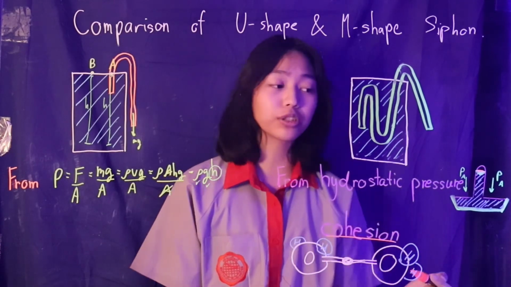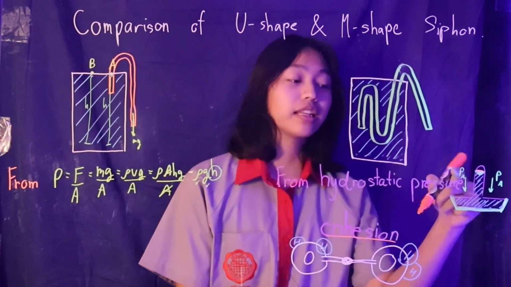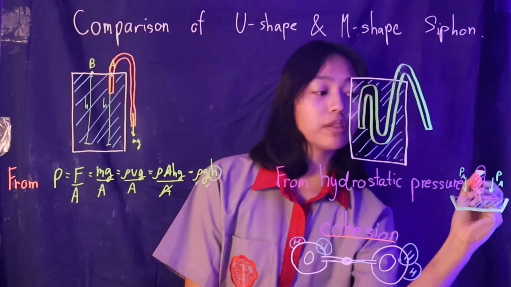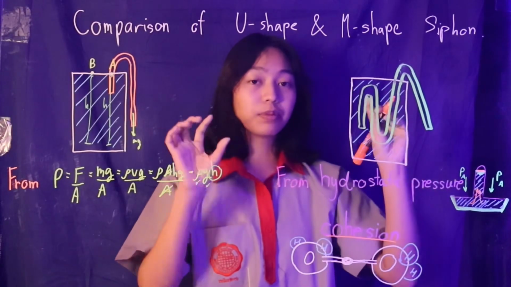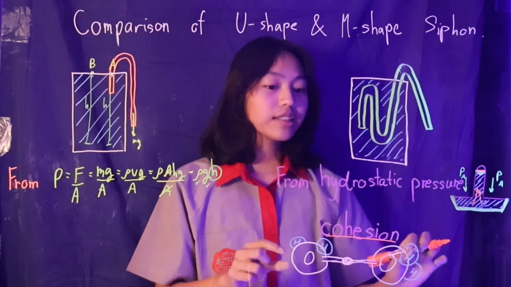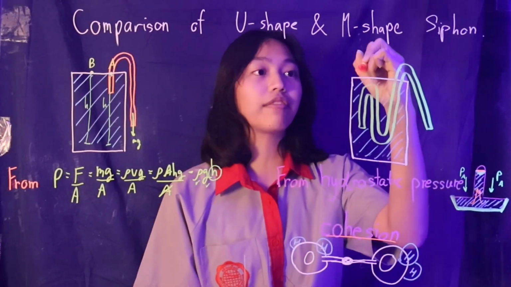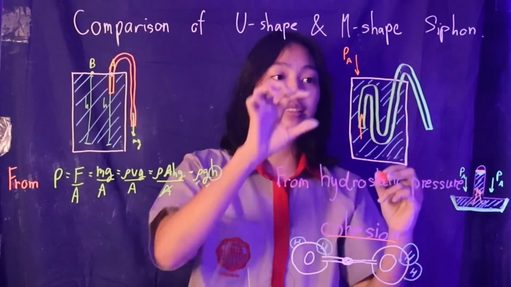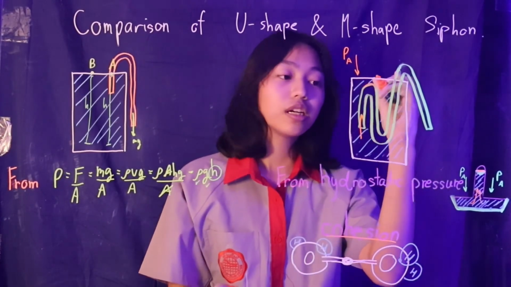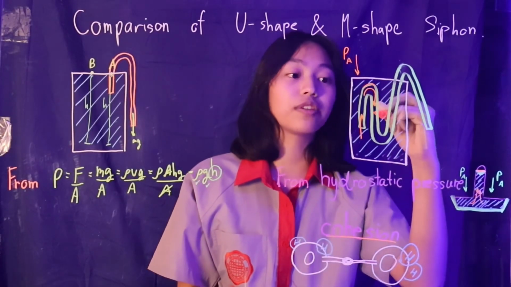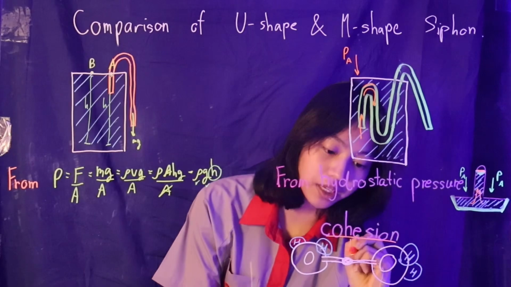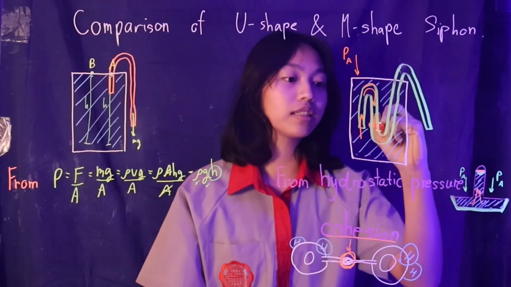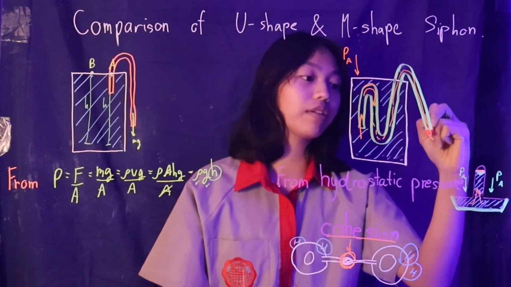From hydrostatic pressure, this illustration shows that the air pressure will push the water and the water will try to come inside the tube, but it will stop at the level where the pressure outside and inside is equal. In the M-shape, there is also an air pressure that pushes the water to come inside the tube, and as the first curve is under the water, the water can cross the curve. The cohesion force connects the water molecules, so they connect and go along the siphon and go out here.